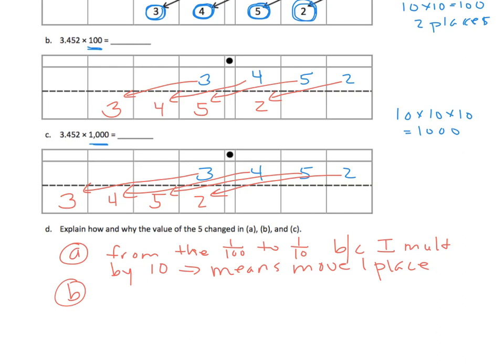So instead of writing the 1/10, we're going to say ones, and it's multiplying by 100, and that means move 2 places. And likewise with C, we go from the hundredths place to the tens place because we multiplied by not 10 but 1,000, and that means we move 2 decimal places.